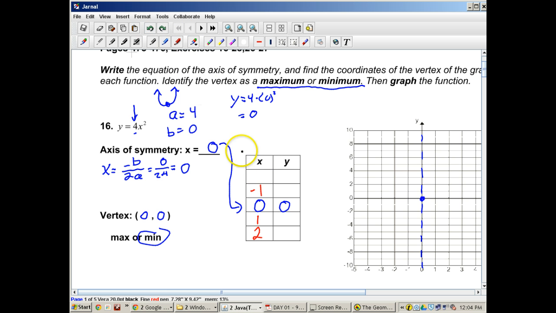So from this point, now it looks exactly like something from last night. We've done some work to get to exactly where you want to be. And just plug it in. Plug in a few. What do you get when you plug in 1? Y equals 4 times 1 squared, which is 4.